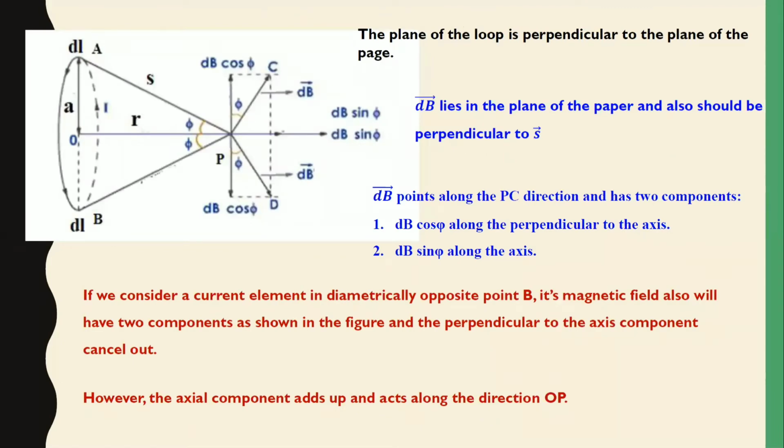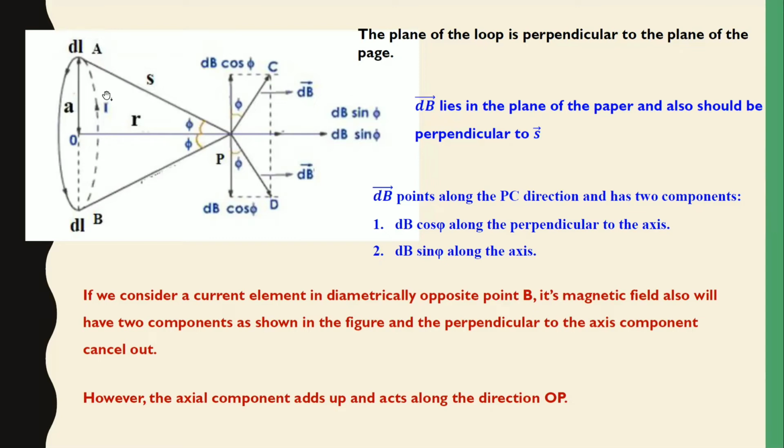Here we have seen that the plane of the loop is perpendicular to the plane of the page, and dB must lie in the plane of the paper. And from the Biot-Savart law, you know that it must also be perpendicular to the s vector.